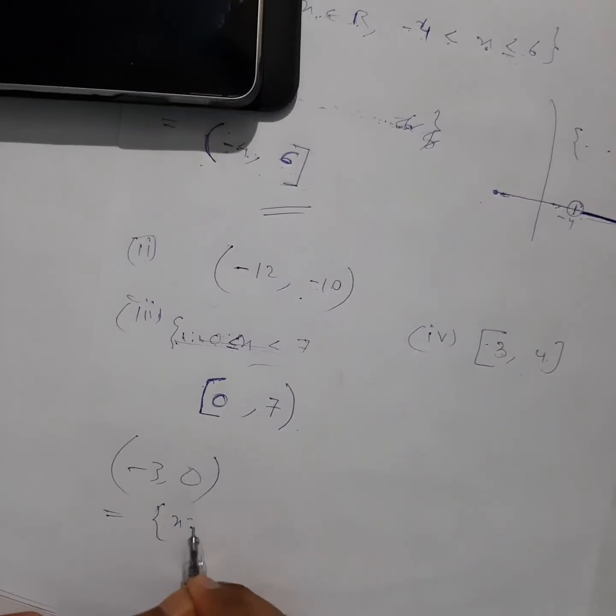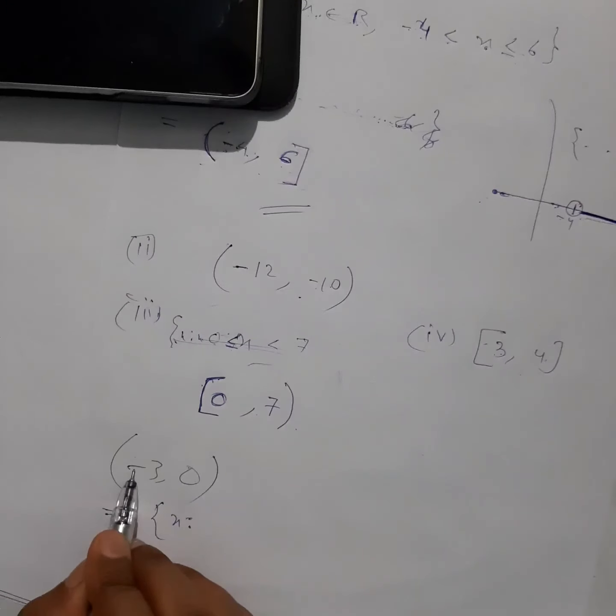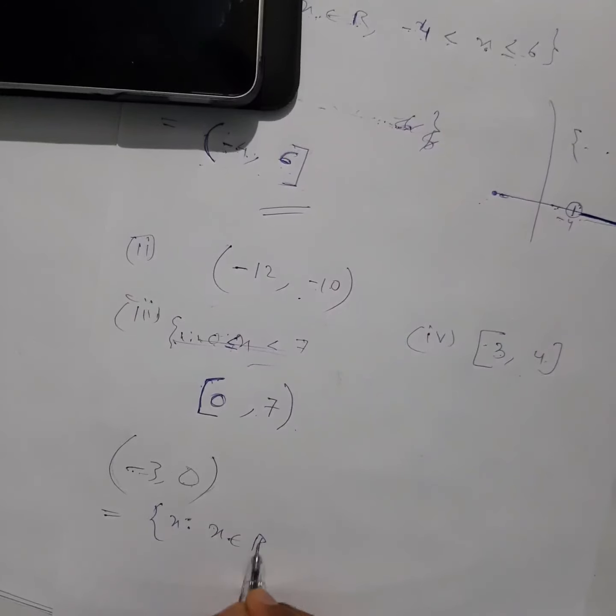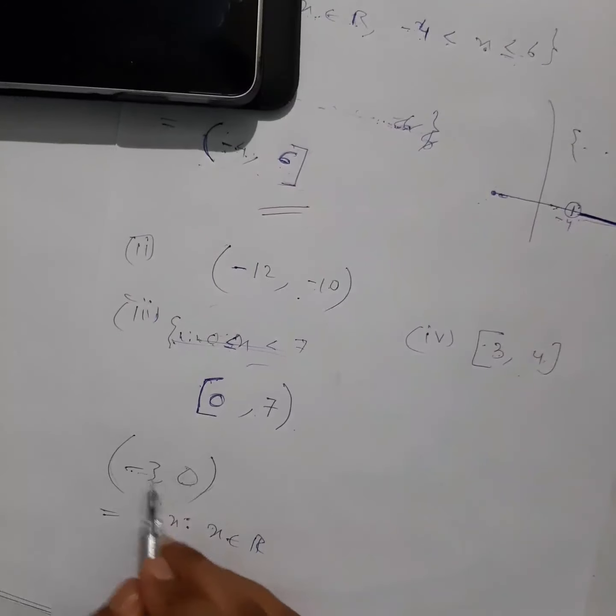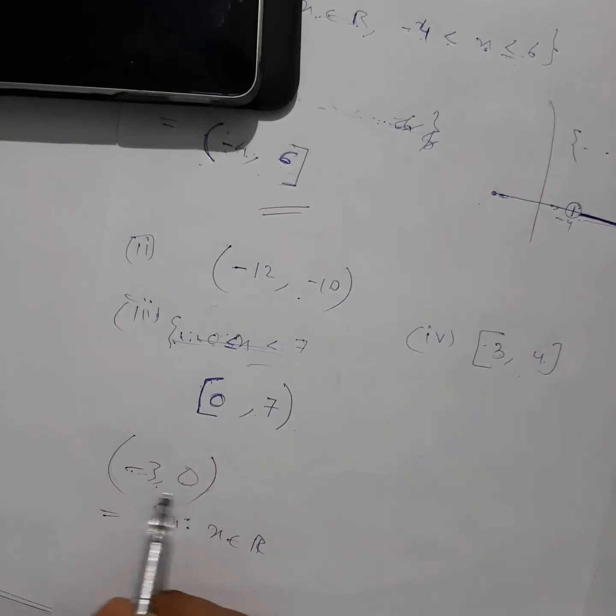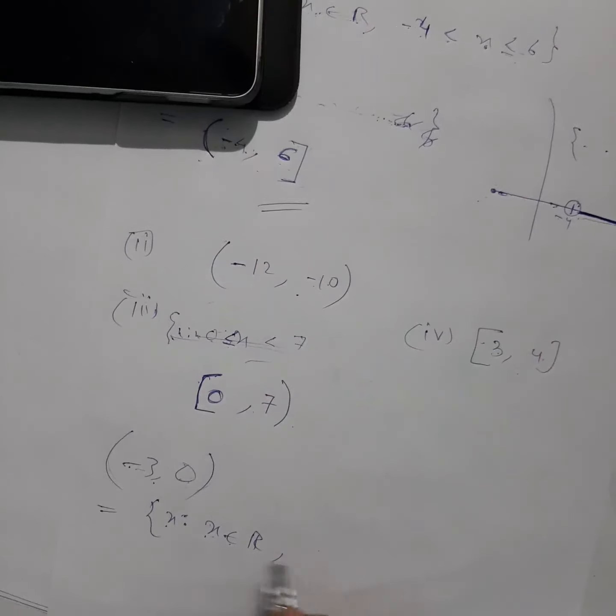Here the elements are x. What is x? X is from -3 to 0, but -3 is not an element, 0 is not an element. How did I know that? With this interval. So what will I write? X belongs to real numbers, first thing. All the numbers between these, real numbers, everything will be there. So x is the element and x belongs to real numbers, but with a restriction. What is the restriction? X lies between these.